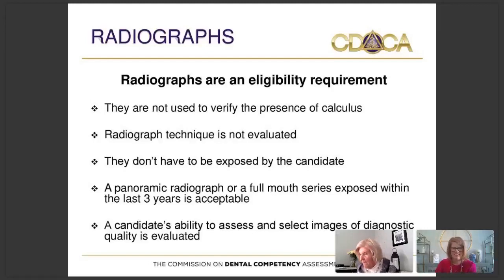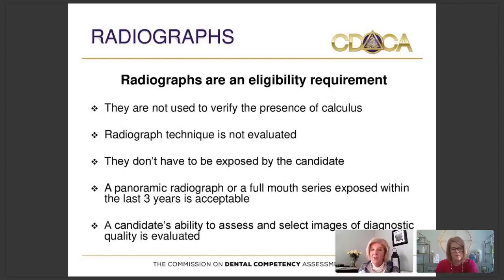So let's talk about the requirements. We have eligibility requirements, a medical history, a blood pressure, and radiographs. Today, we're going to be talking about the radiograph eligibility requirement. The radiographs that we require do not have to verify the presence of calculus. We are not evaluating the technique. They don't have to even be exposed by you. A panoramic radiograph or a full mouth series exposed within 3 years is acceptable. We do not have the requirement of bite wings.